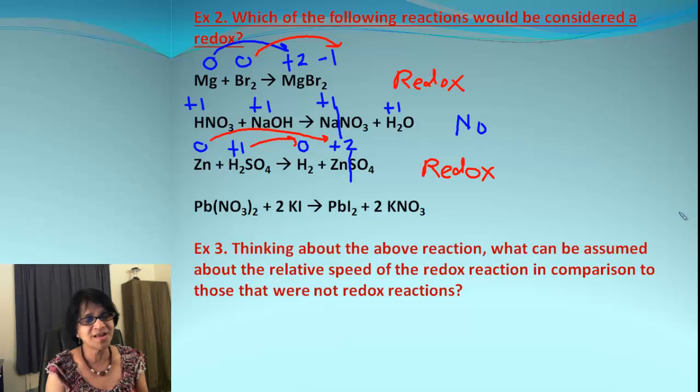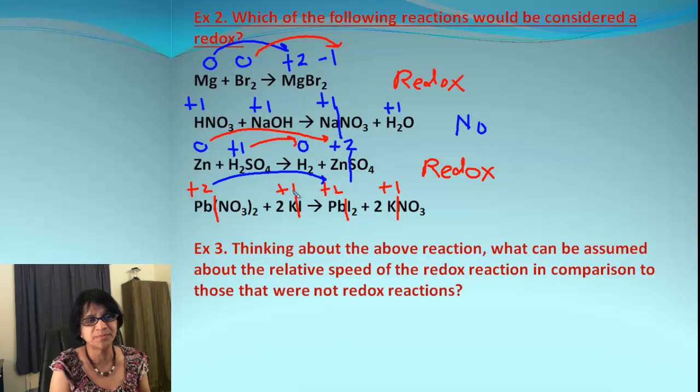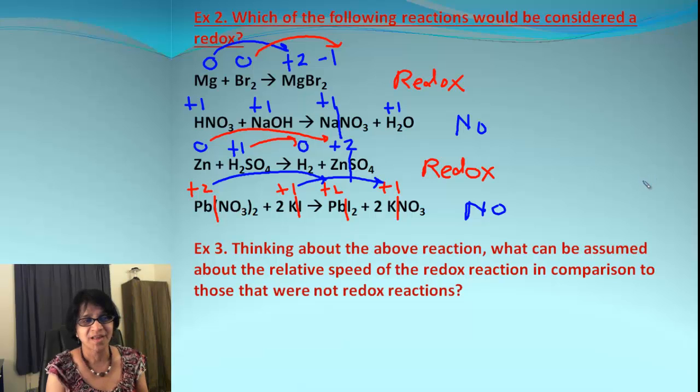How about the last one? Each one is an ionic compound. So lead is +2 here, potassium is +1. Again over here, those are ionic compounds and it's +2 for lead and +1 for potassium. Nothing happened. Lead was +2, that remained +2. Potassium remains the same too. So it is not a redox reaction.